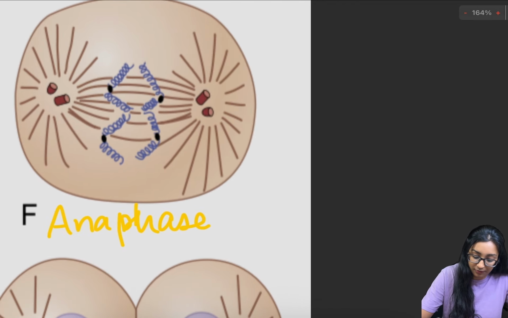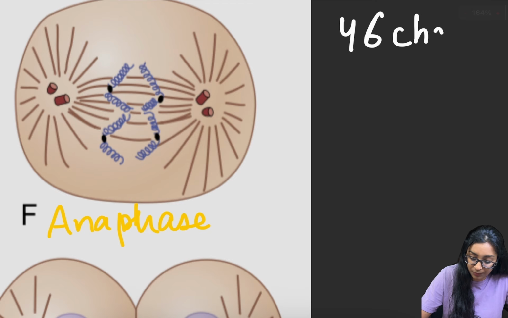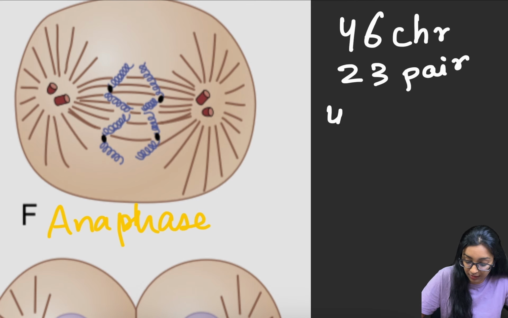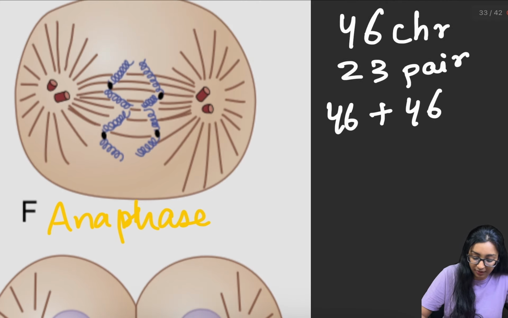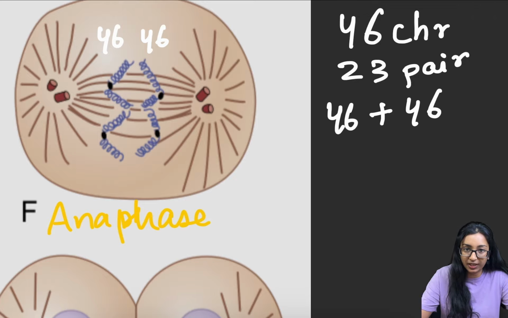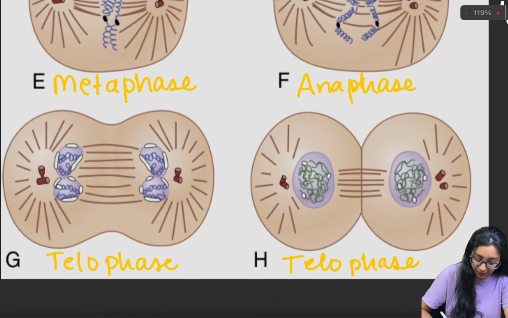Now there were 46 chromosomes in 23 pairs. Since they have replicated, after replication there is 46 plus 46. So in the X format, we will get 46 here and 46 here. Since they have started to separate, we can see that 46 chromosomes will go to one end and 46 daughter chromosomes will go to the other end. After anaphase comes the telophase.